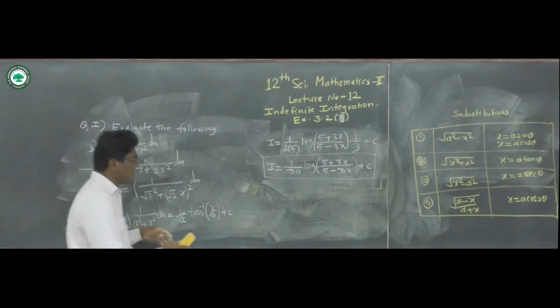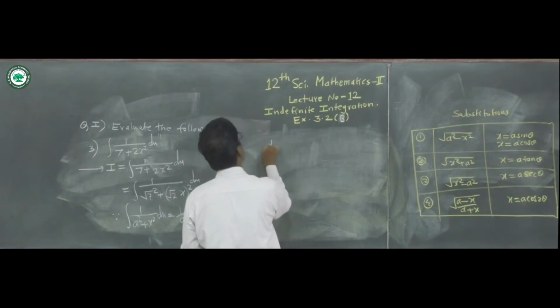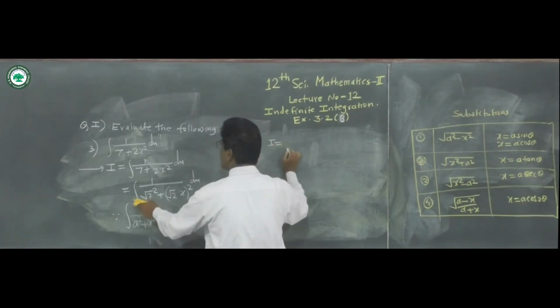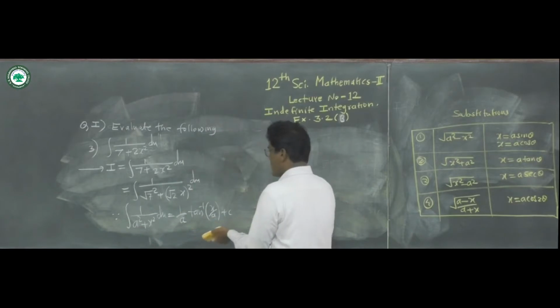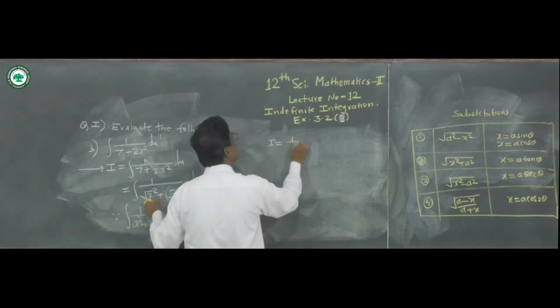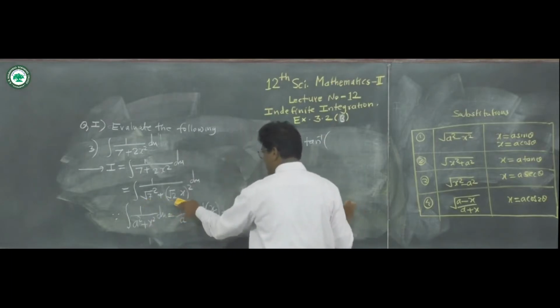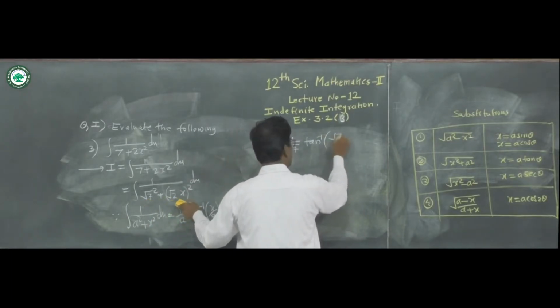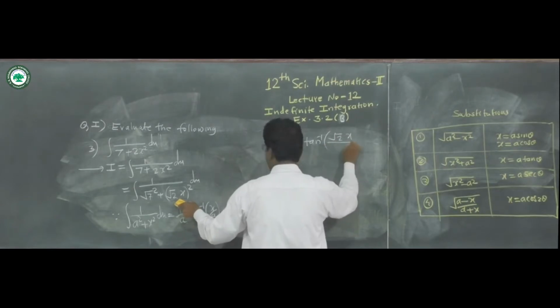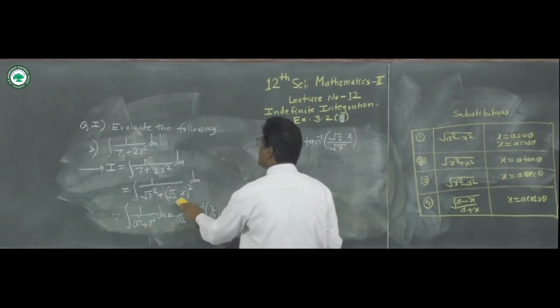So using this formula, the required integral I becomes: I is equal to the integration of, we have to use the formula. So 1 upon a, here root 7. So 1 upon root 7 into tan inverse of x, where x is this bracket, root 2x, divided by a, here root 7. But in place of x there is the bracket root 2 into x.